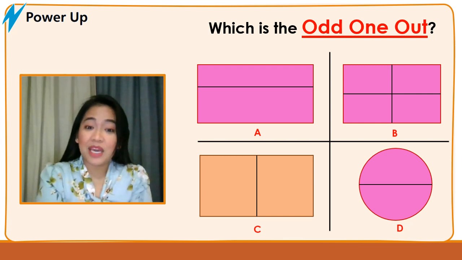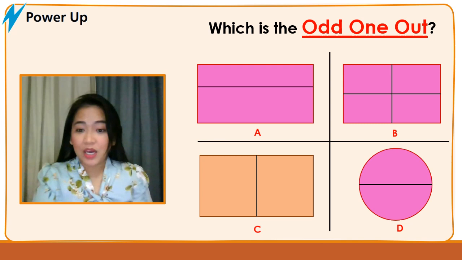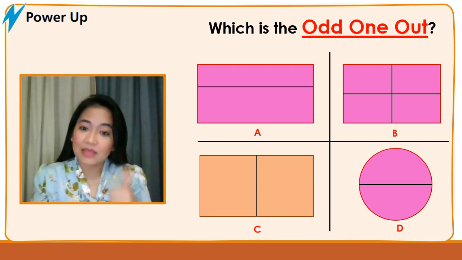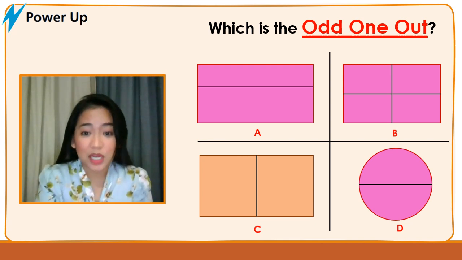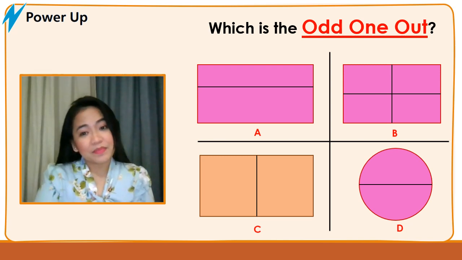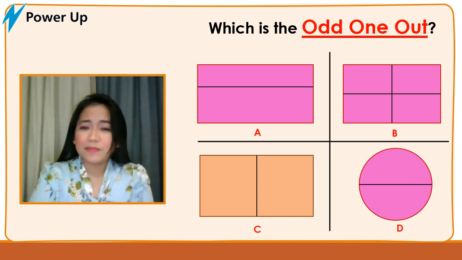If you think it's C because it has a different color than the other three shapes, well, it's correct. And if you say it's D because it's the only circle among the shapes, it's also correct. But do we have any other answers?